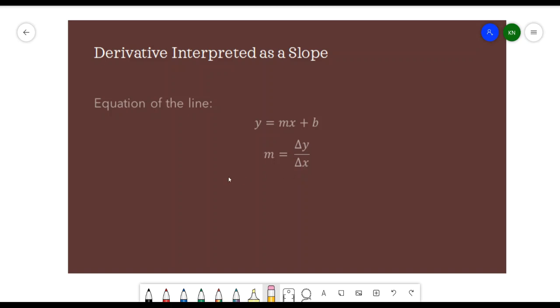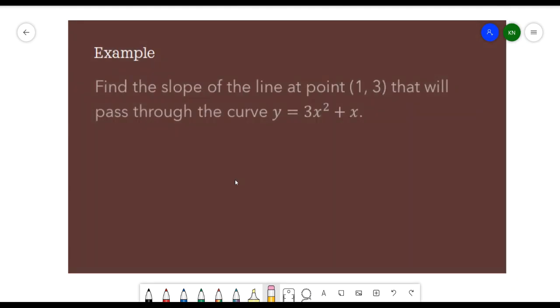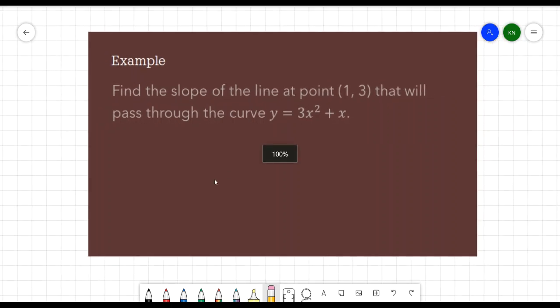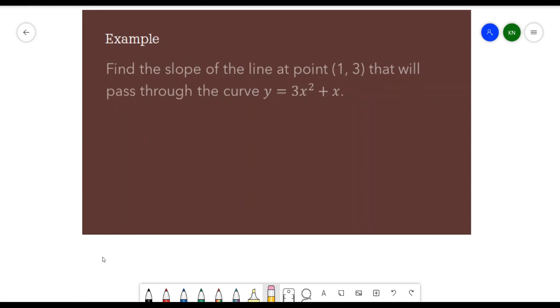So we have here an example for this one. We have to find the slope of the line at points (1, 3) that will pass through the curve y = 3x² + x. So in this case, we need to take the function that we have, and that is equivalent to y = 3x² + x. So our function is this one, and then you just have to take note of the points later on.